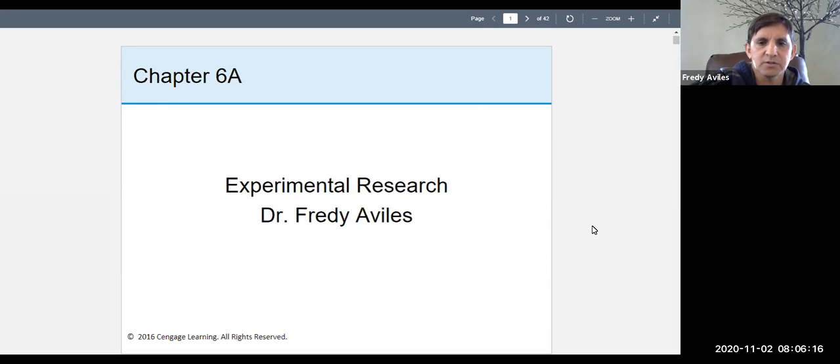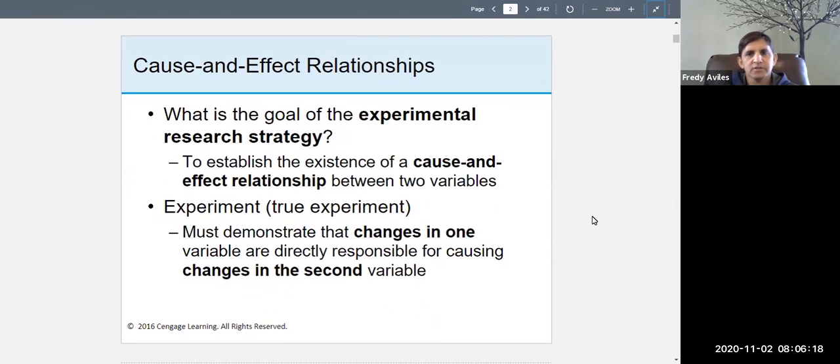Let's talk about experimental research. What is the goal of the experimental research study? What do we do with an experiment? The main reason you do an experiment is because you want to establish the existence of a cause and effect relationship. Okay, you want to say that one thing causes another. Cause and effect relationship between at least two variables. It could be more. That is the most important part of an experiment, what really sets it apart from the other types of research. It's the only kind of research strategy that allows you to really say something about cause and effect.